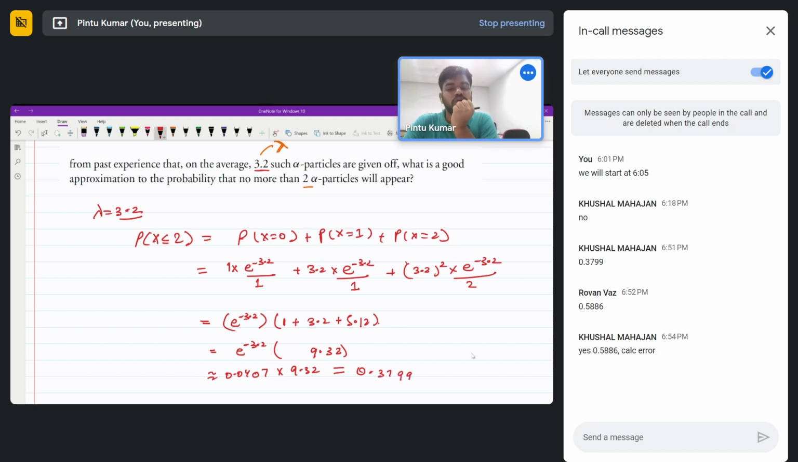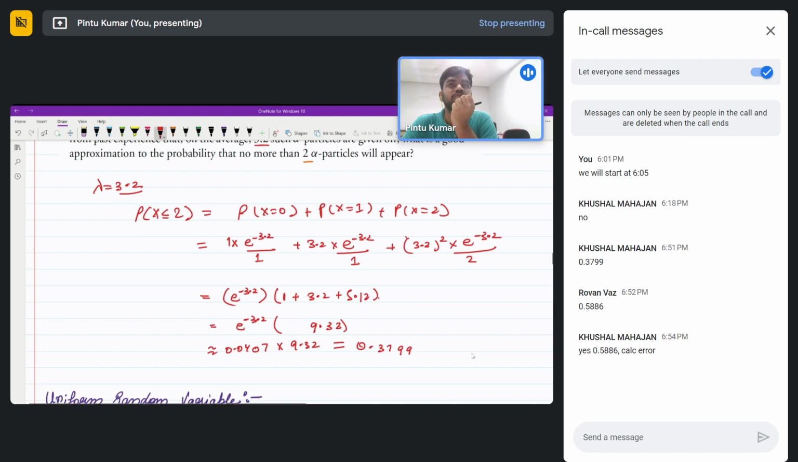Hey, why did I get 0.3799, Kushal? I think your earlier answer was correct. Did I make some calculation mistake? Sir, I tried it 2 times on the calculator and I got different answers. I think I need to check it again. I got 0.3799. Yeah, so this is just a sort of calculation.